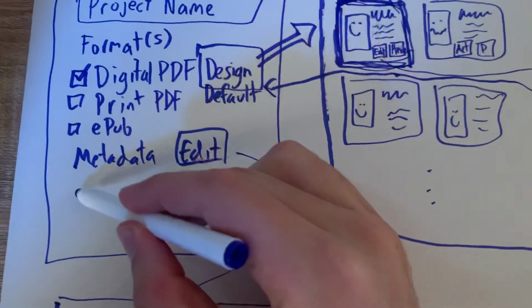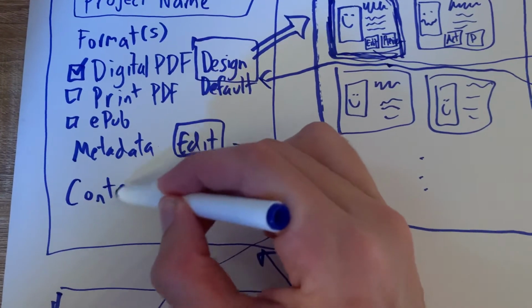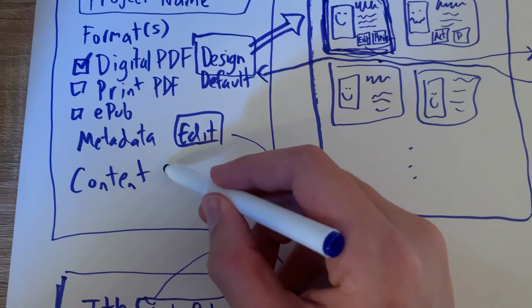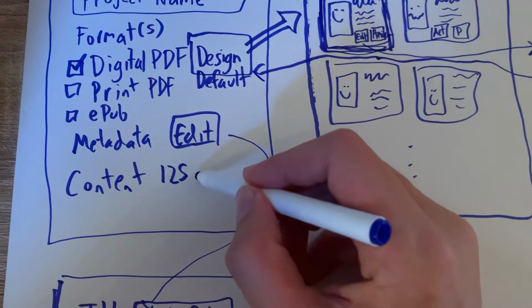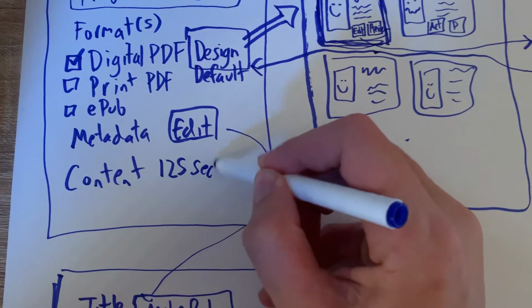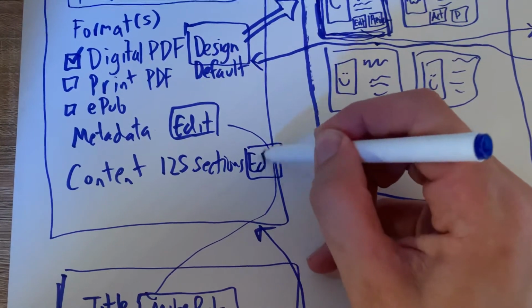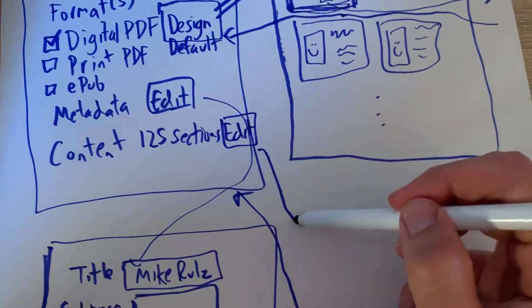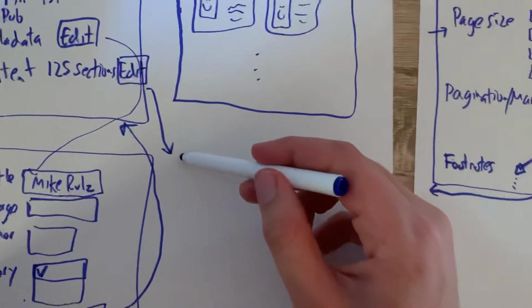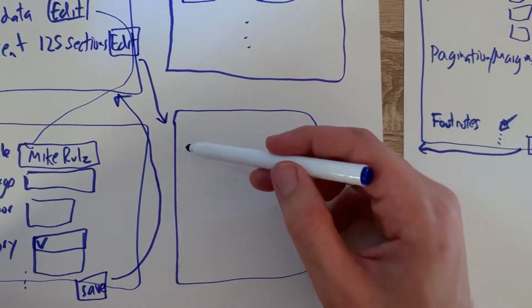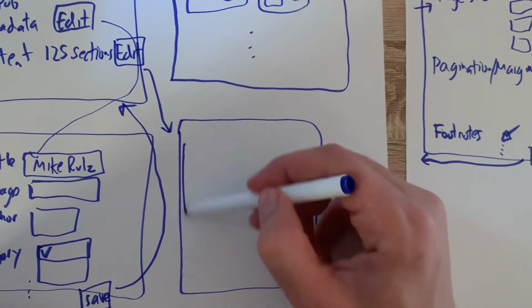And lastly, there's of course the book content. So maybe here it'd have a summary saying 123 sections or something like that. And then there will again be a button to edit it. When you click it, it takes you to another page. And this would be similar to what I have right now.